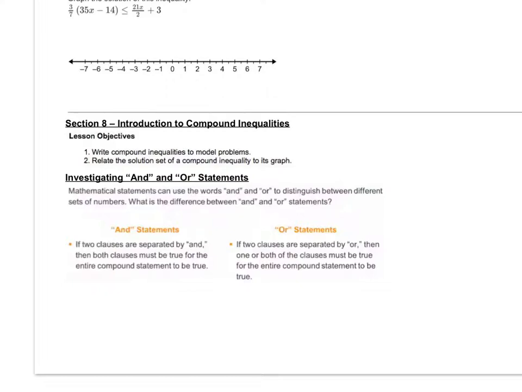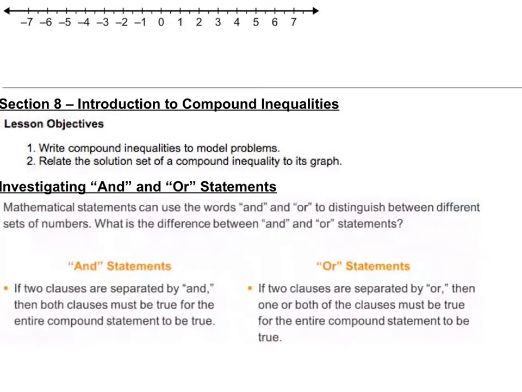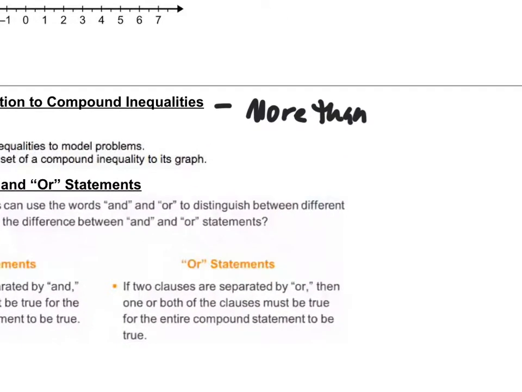This is the last section in Unit 3, I believe, and this is called Introduction to Compound Inequalities. When we say Introduction to Compound Inequalities, that really means we have multiple inequalities, so we have more than one inequality. Okay, so that's the idea.